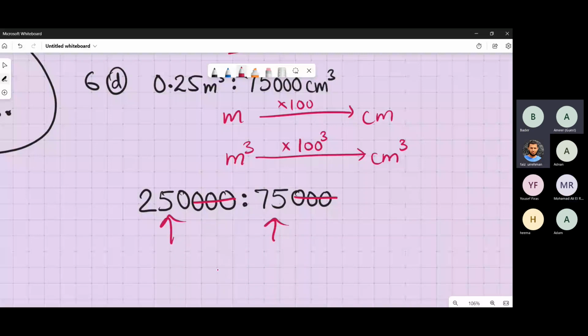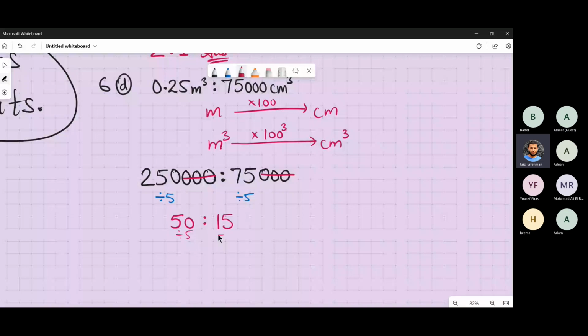Can it be simplified further? Yes, by 5. Let's deal with 5. It will be 50 to 15. Now again by 5. It will be 10 to 3. 10 to 3. That's all.